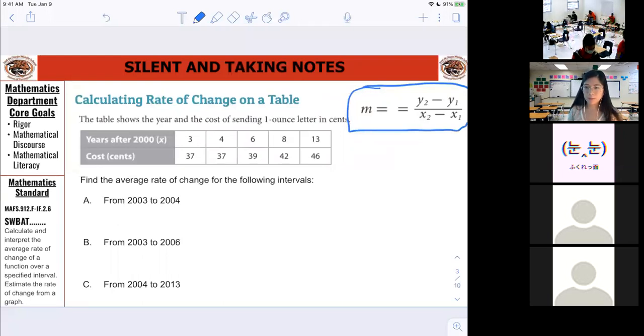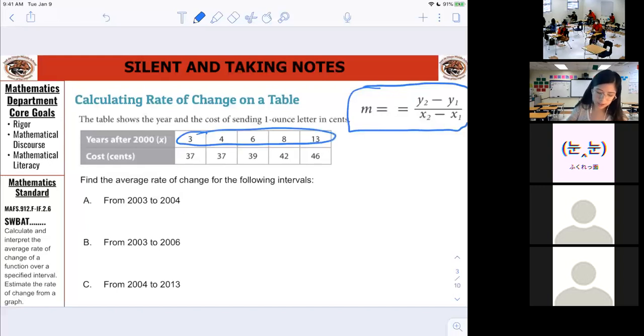So here's my first problem. I have a table. I don't have a graph, I have a table. But this table is representing a function. How do I know that this is a function? Who remembers? The x value. Because of the x values, there's no constant value. Good. In the x values, there's nothing that repeats. So I know right off the bat that this definitely is a function.